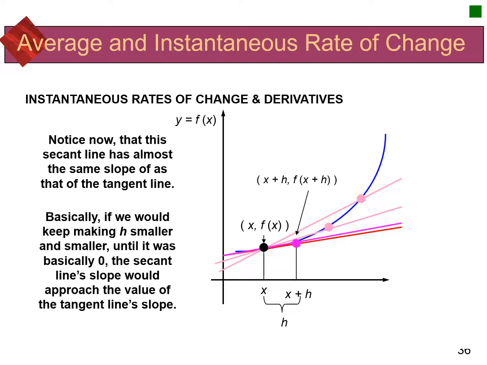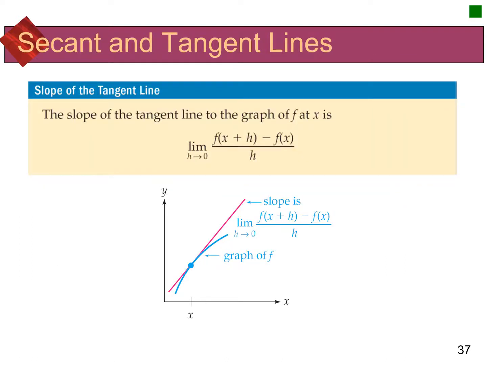And that's what we do. We keep making h smaller and smaller until it basically is equal to practically nothing. And when it reaches that point, then we basically have the slope of the tangent line, or the instantaneous rate of change. And that's how we define that in calculus. The slope of a tangent line to a graph is given to us by the limit as h approaches 0 of, essentially, the difference quotient, something we've studied already.